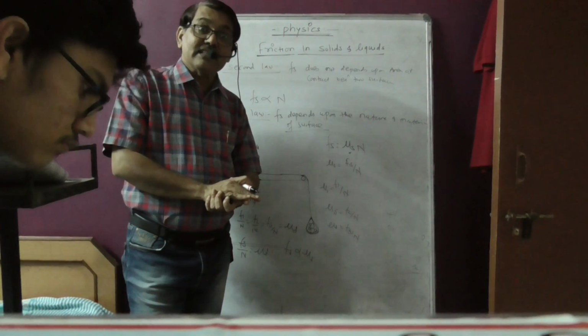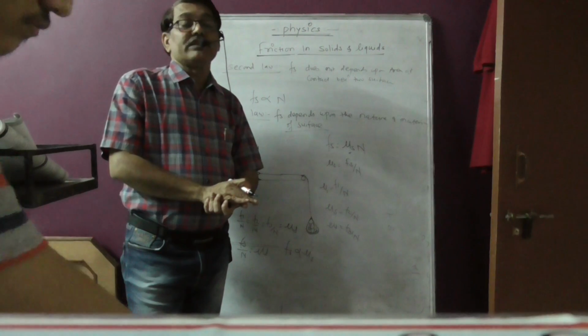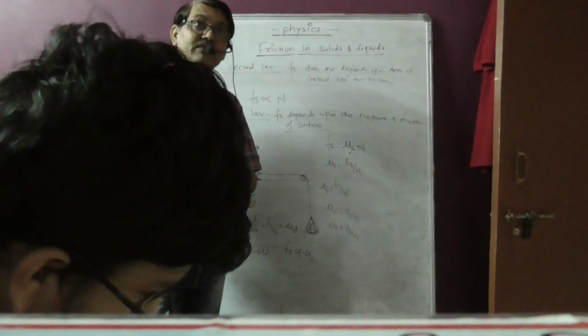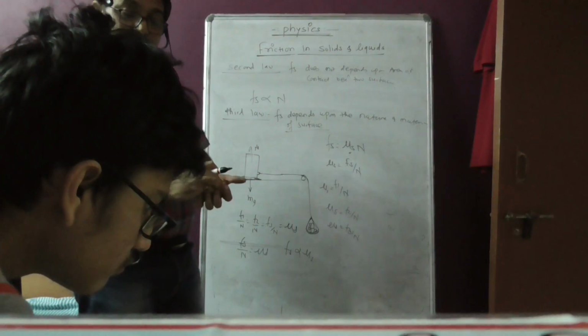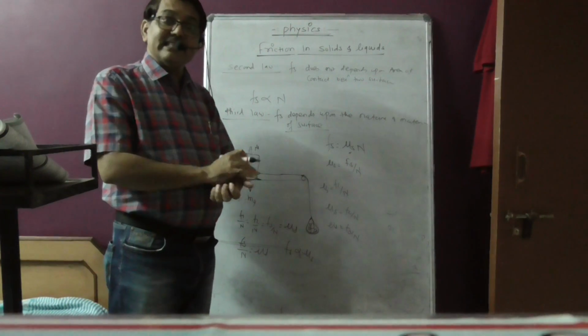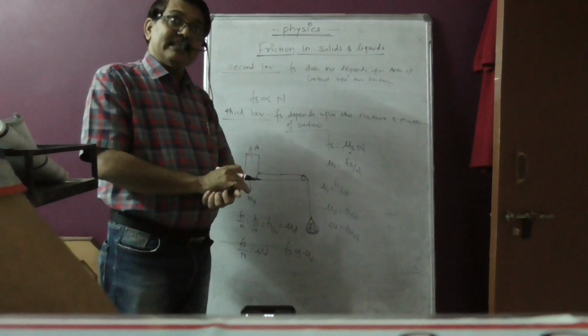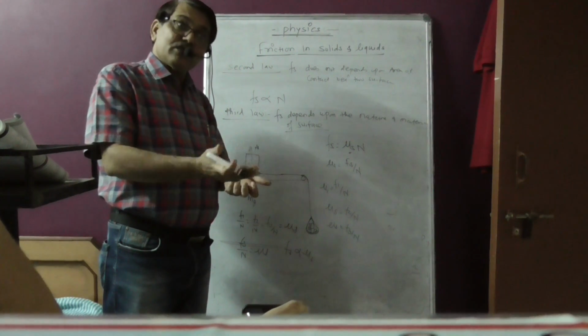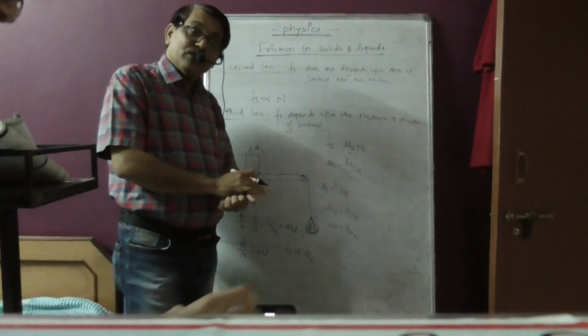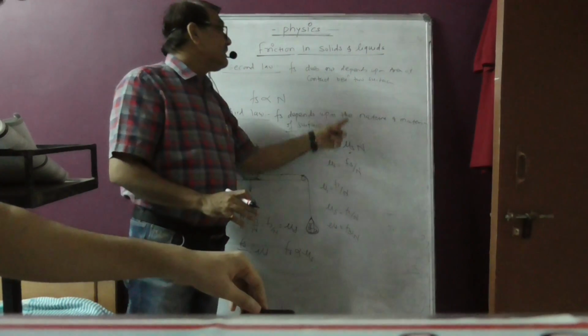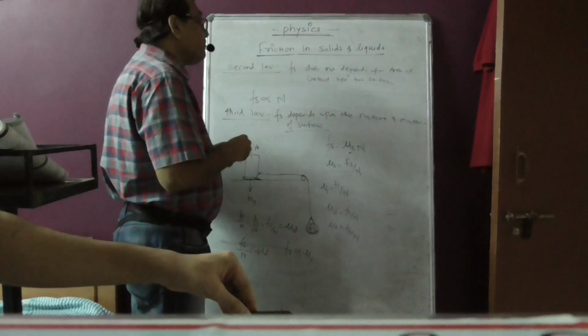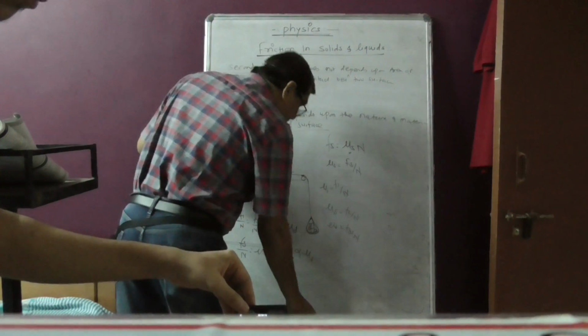But if you are taking glass, then the force of friction will be more. So again, you can take the nature of the surfaces. If the surface is smooth, then the force of friction will be less. If the surface is rough, then the force of friction will be more. So it depends upon the nature and the material used.